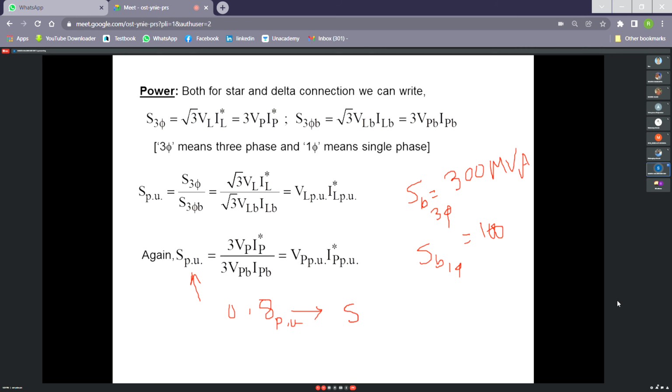Then what will be the total power? Three-phase power, 0.8 into 300. So it will be 240. From the same thing, you can calculate what will be the per phase power. 0.8 into 100. The things will be same. You multiply it by 3, you can get the 240. So this 0.8 per unit information is sufficient to get the value of three-phase power or single-phase power. Have you understood? Yes, ma'am. Okay.